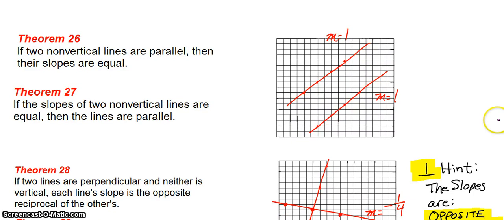Now, a couple theorems. If two non-vertical lines are parallel, then their slopes are equal, and if the slopes of two non-vertical lines are equal, then the lines are parallel. So this theorem goes both ways. If our slopes are equal, then our lines are parallel, and if our lines are parallel, our slopes are equal. So depending on the situation you're given, you might use one versus the other.